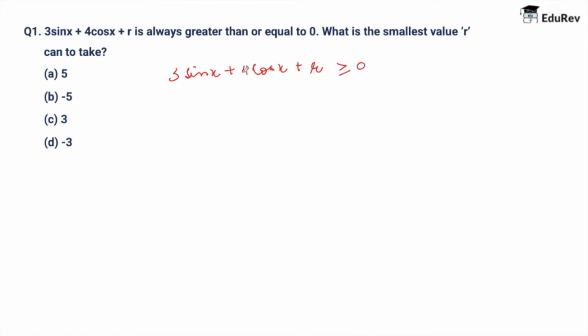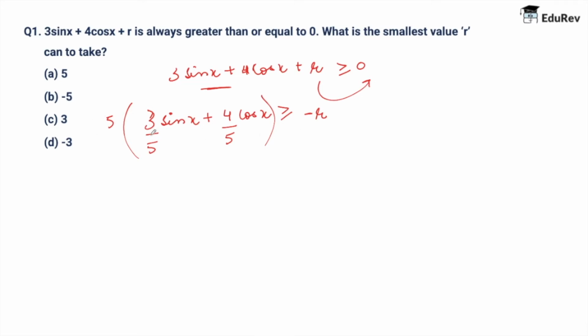Now, if this is greater or equal to 0, I can take r on the other hand side. So it will be 3 sin x plus 4 cos x should be greater or equal to negative of r. Now, just see carefully what I am doing. I am multiplying by 5 and also dividing by 5. The reason I am doing this is because I need to convert this expression in form of sin A cos B, sin B cos A. And how we are going to do it? Just see on the screen.